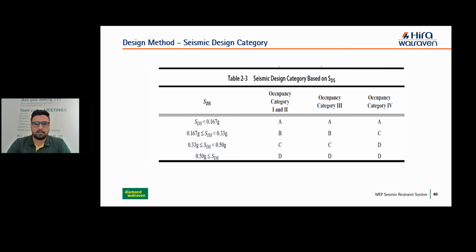Then we have seismic design category. It's based on occupancy category and SDS value. We can easily locate by the single line interpolation method which seismic design category it is, and based on that, the recommendation from ASCE for that design category, we would be able to decide which service needs to be seismically restrained.